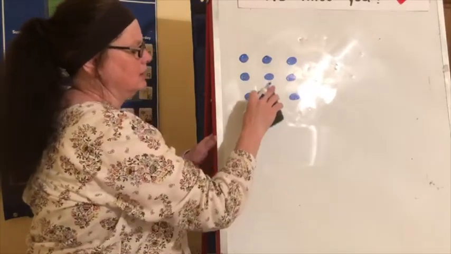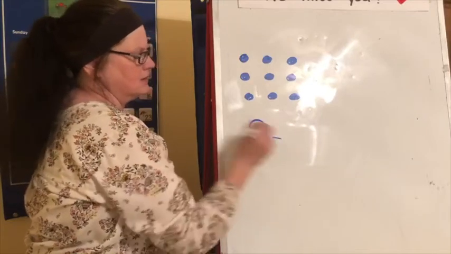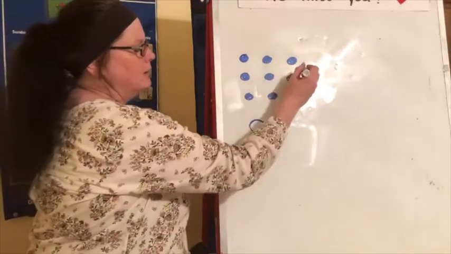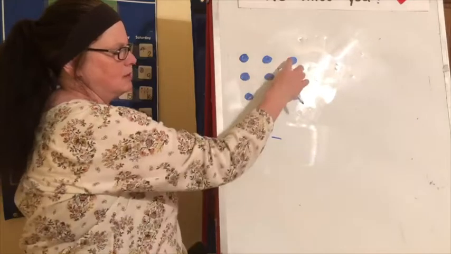So I'm going to get rid of my line. So I'm back to my 9 dots. I'm always going to start with 9 on this. And now I need to think of another way I can break them up. I think I'm going to go like this. So let's see how many I broke off.